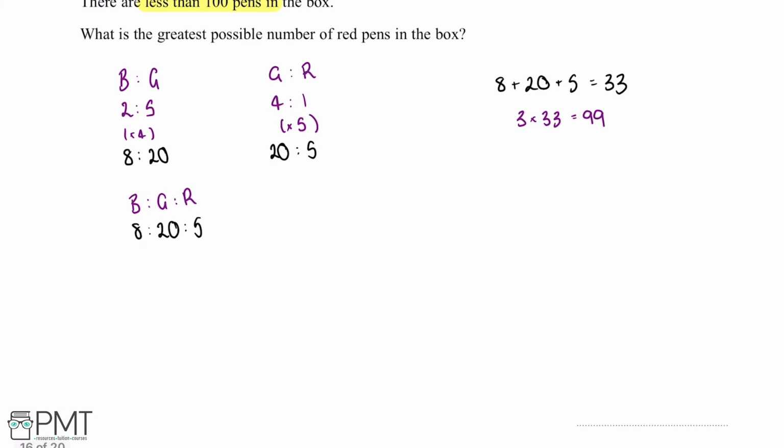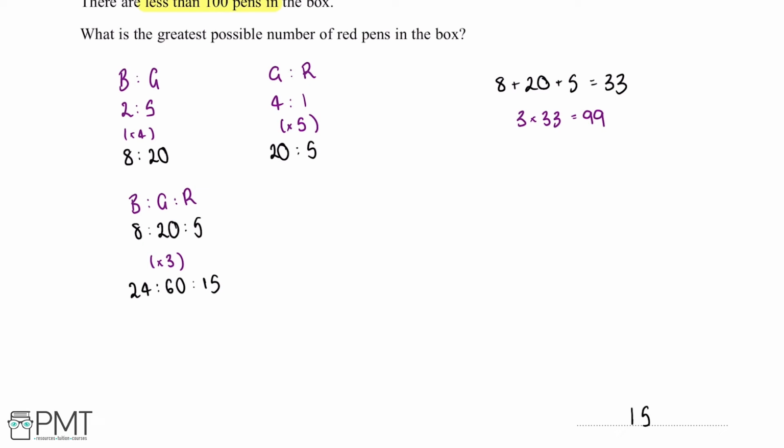So what we need to do is multiply this ratio by 3. So 8 multiplied by 3 is 24, 20 multiplied by 3 is 60, and then 5 multiplied by 3 is 15. And the ratio we'll want to look at is the third ratio here. And the value we want to look at is this end value here, as this is the number of red pens. So this tells us that 15 red pens will be in the box.